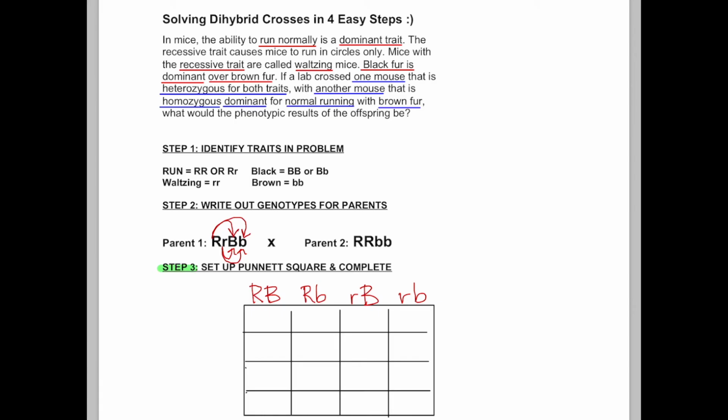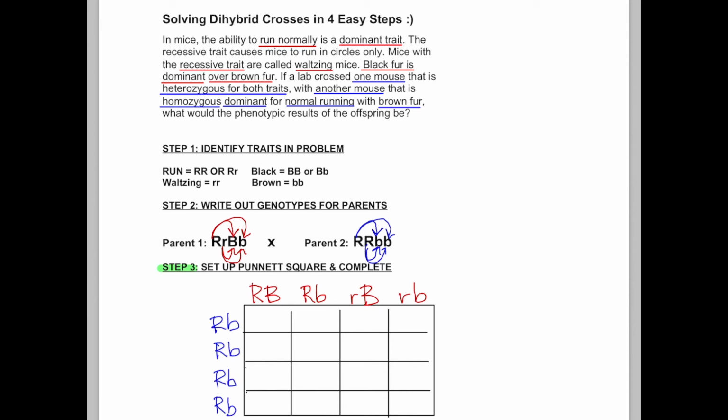Now, we need to repeat this process for the other parent as well. This capital R can combine with this lowercase b, giving you capital R, lowercase b. This capital R can also combine with this other lowercase b, giving you capital R, lowercase b. This second capital R can combine with this lowercase b, giving you capital R, lowercase b. That goes here next to the third box. This second capital R can also, and finally, combine with the last lowercase b, giving you the last gamete combination for parent 2, capital R, lowercase b.